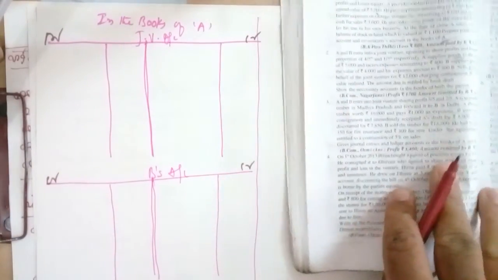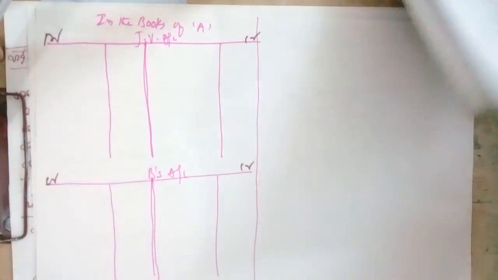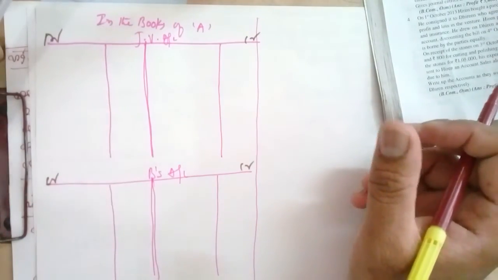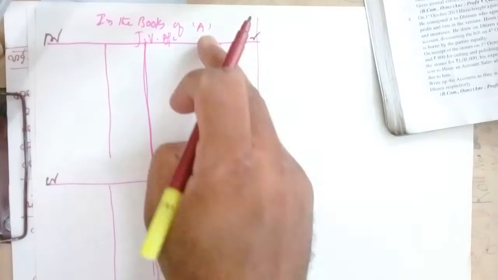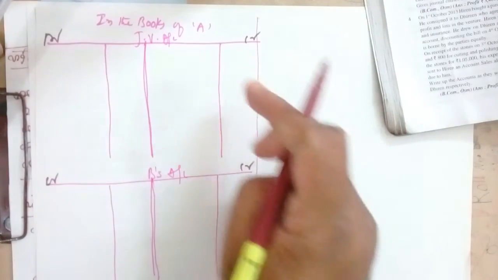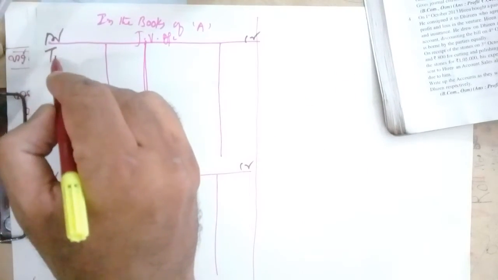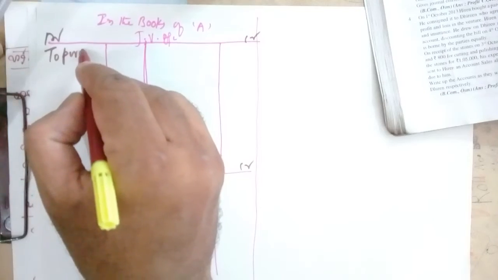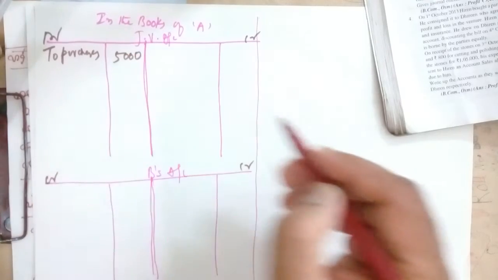So first, the question: A and B entered into a joint venture to sell timber and share profits equally. Right? Proportion is equal. A provides timber from his stock at an agreed value of 5,000. So A is providing the material from his own stock at a valuation of 5,000. As I told you, when A is providing material, what will be the entry? The entry would be joint venture account debit, from where he is providing, to purchases. So in the joint venture we need to write 'to purchases'.